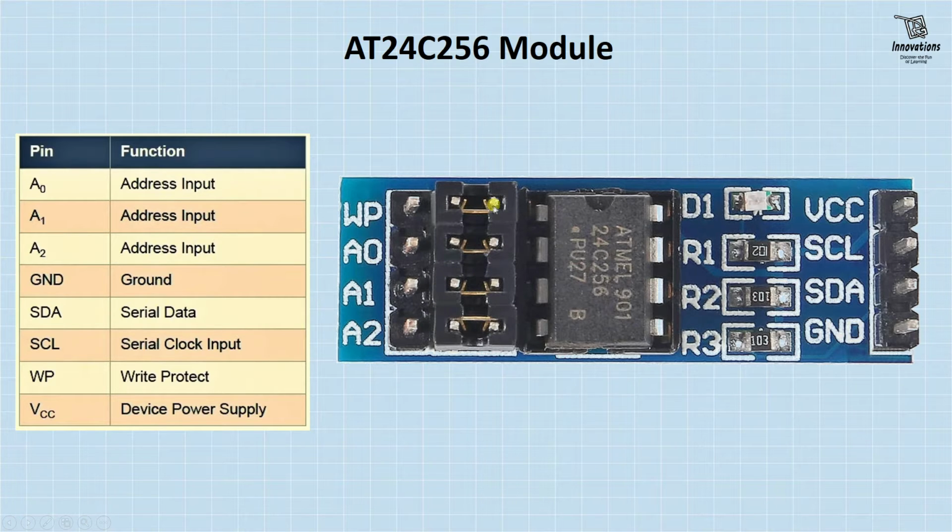If we move this jumper in the WP pin from this position to this position, this module will be write protected. And to adjust the I2C addresses of these modules, if we use multiple modules, we use these jumpers from this location to this location. Changing this jumper setting, we can change the I2C address of this module. We will come to that discussion in a few moments.